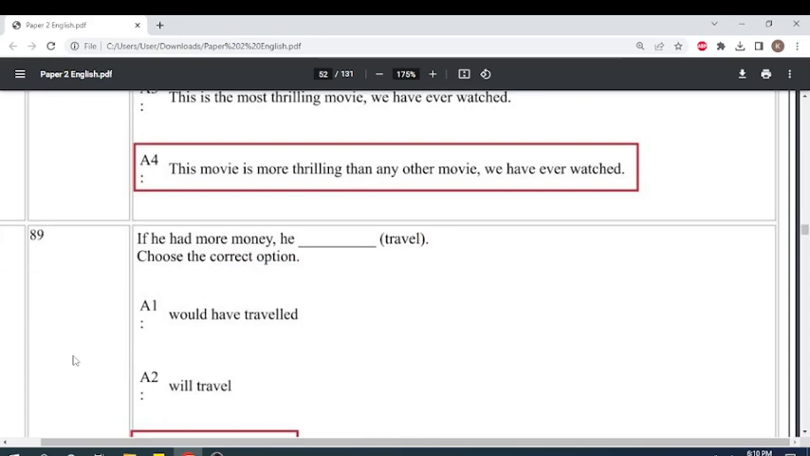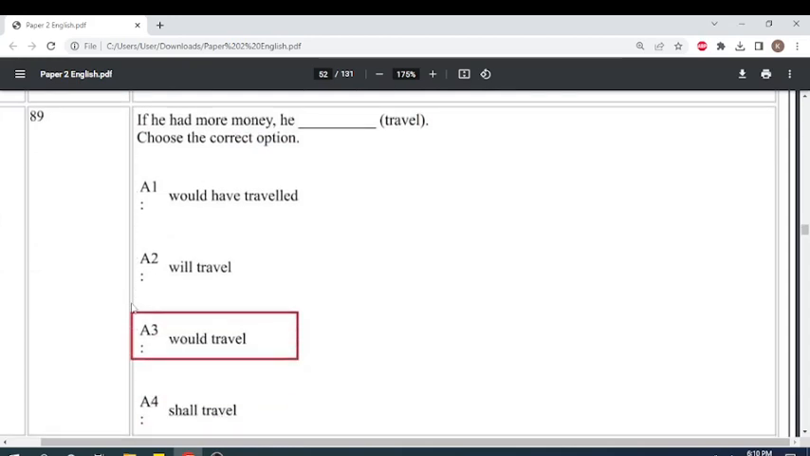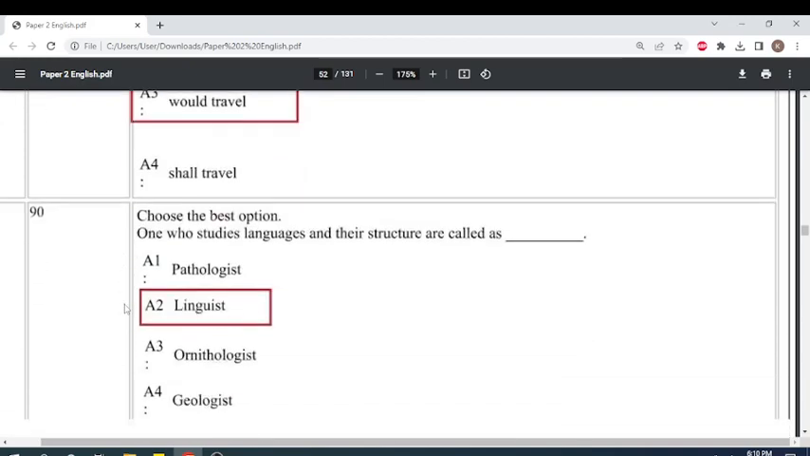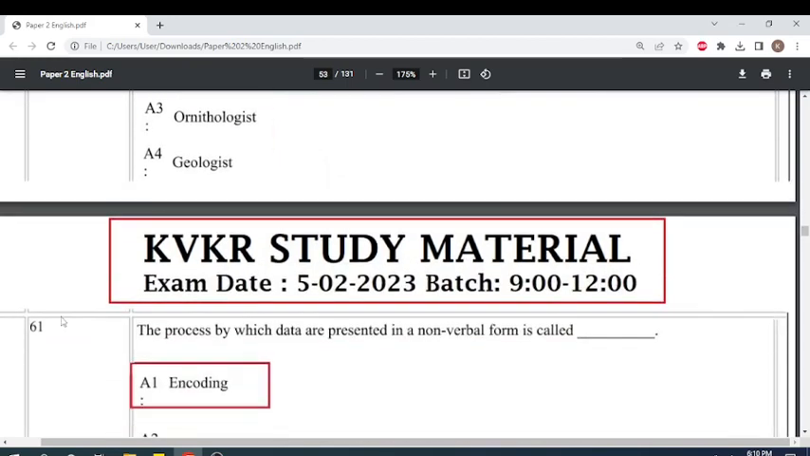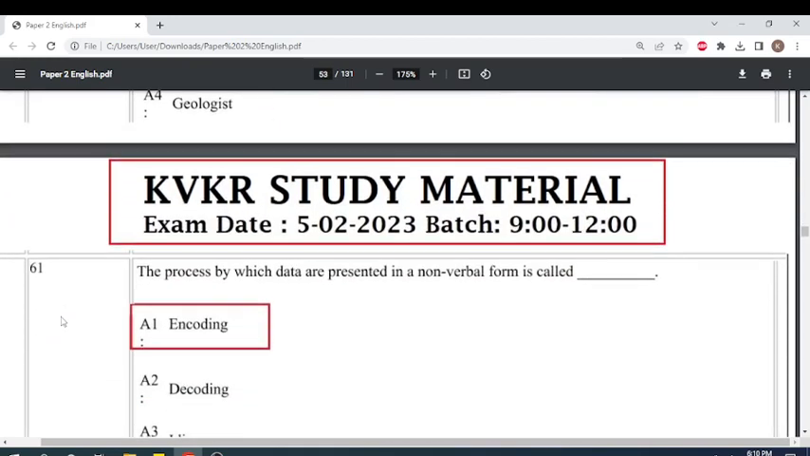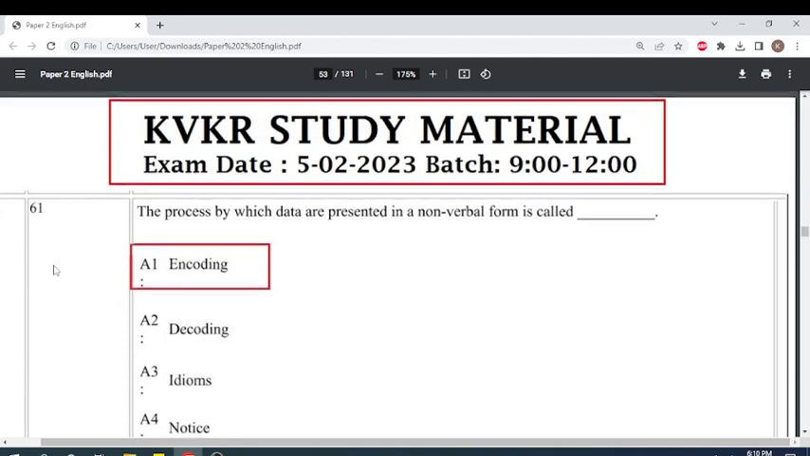89. If he had more money, he dash. Choose the correct option. Answer A3, would travel. 90. Choose the best option. One who studies languages and their structure is called a dash. Answer A2, linguist. The next question paper is the 5-2-2023 morning batch. Let's see the tentative answer key of the question paper.